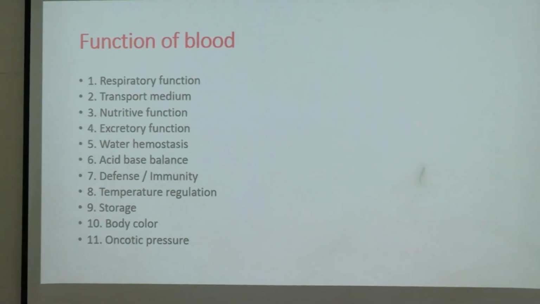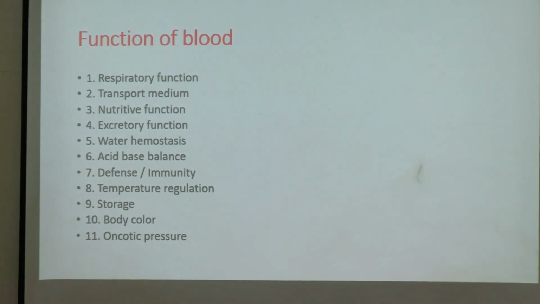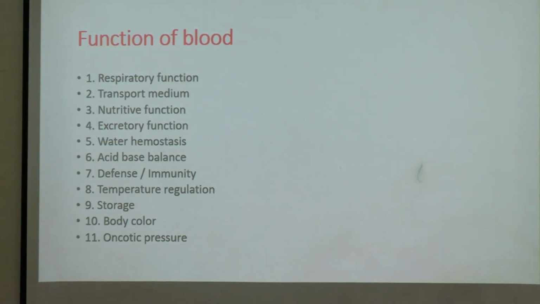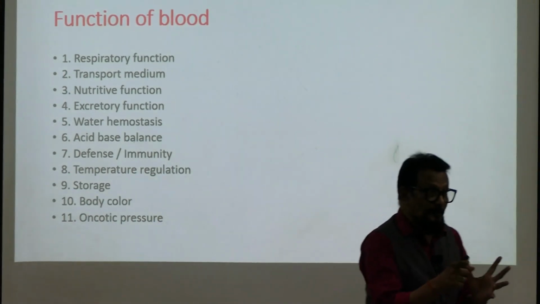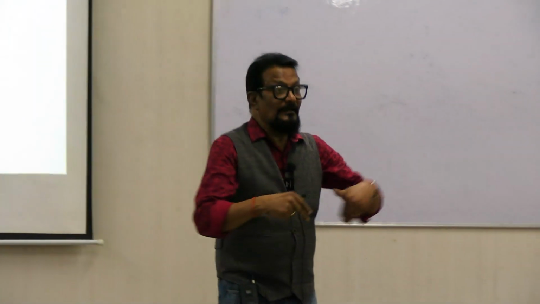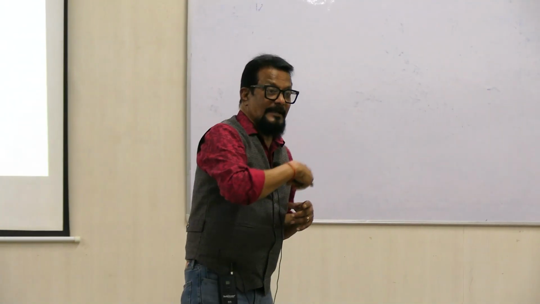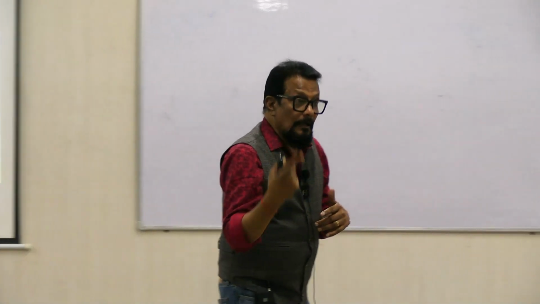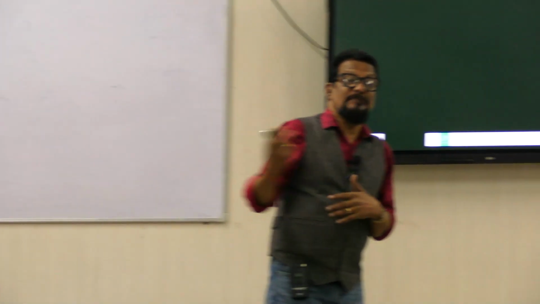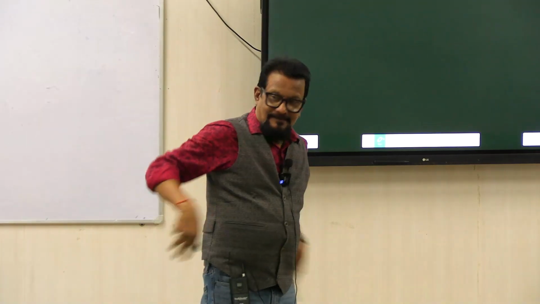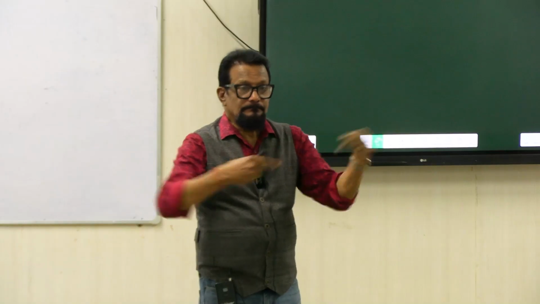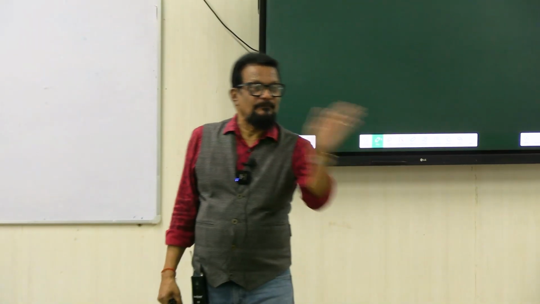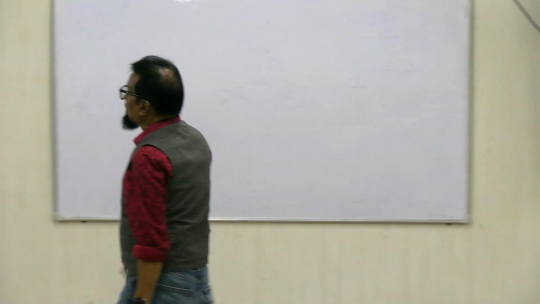Number one, respiratory functions. I will discuss this function separately in another class, with RBC, since I have very little time. Next, it is a transport medium. Through blood, various things are transported, like nutrients and excretory substances: urea, uric acid, creatinine, xanthine, hypoxanthine. These are excretory products taken from tissues through the blood to the excretory organs, the kidneys, from where they are eliminated. So blood performs excretory functions.